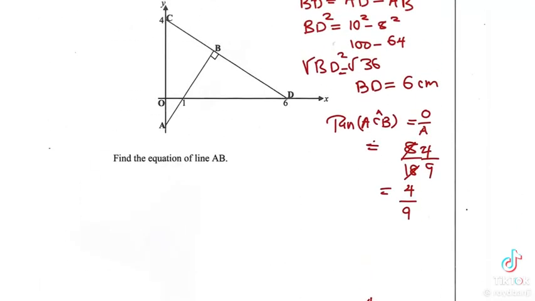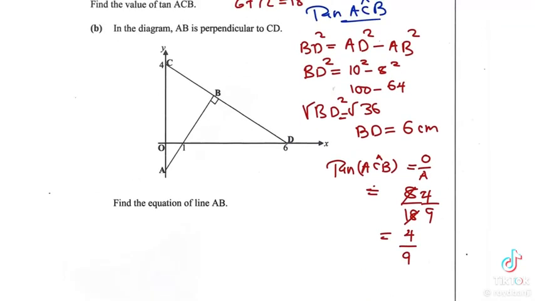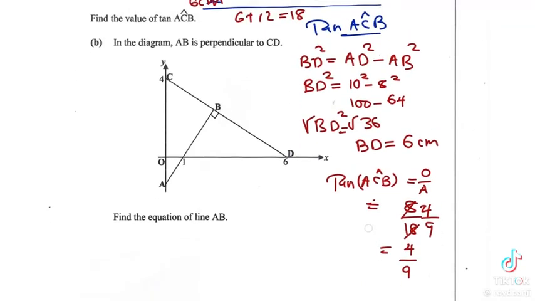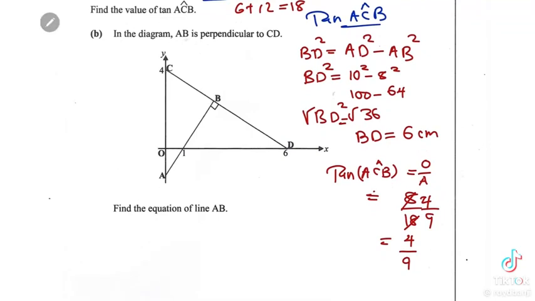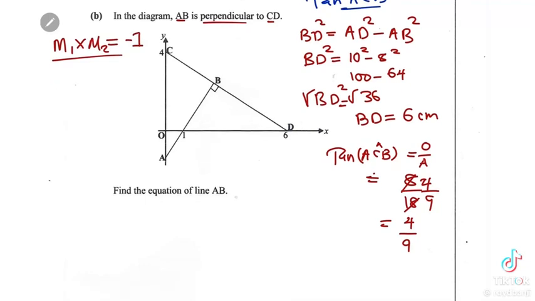Okay, we are progressing. Then let us look at B question. This is coordinate geometry. Now in the diagram, AB is perpendicular to CD. So the keyword is perpendicular. Now what should come to your mind is that two perpendicular lines, when you multiply their gradients, should give you -1. First thing. So what is the question? Find the equation of the line AB.